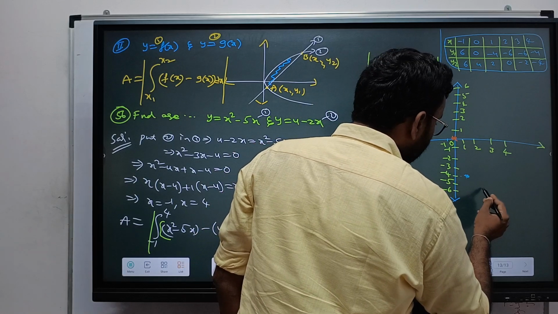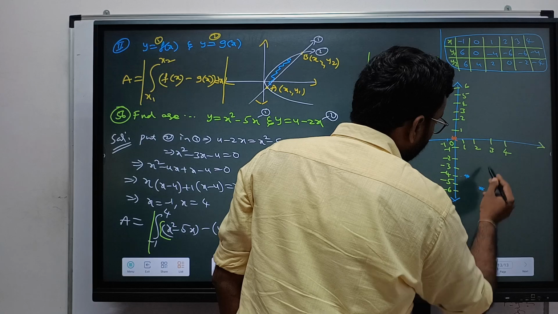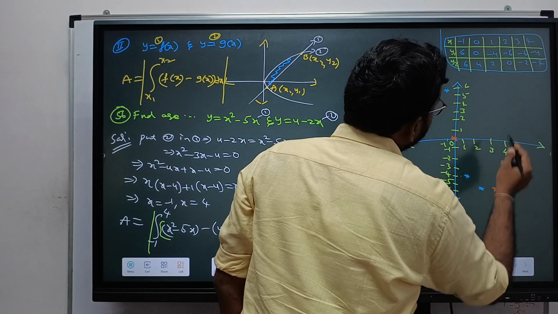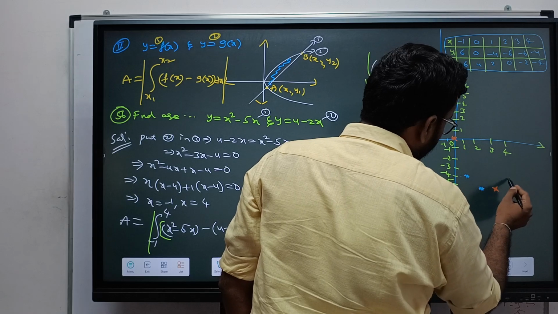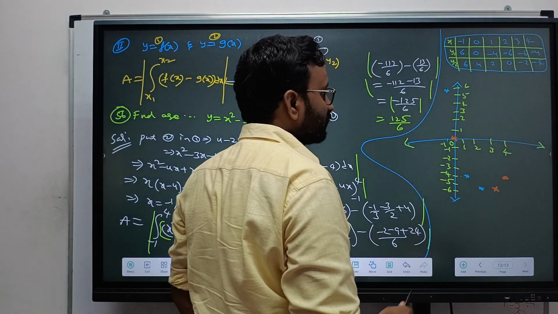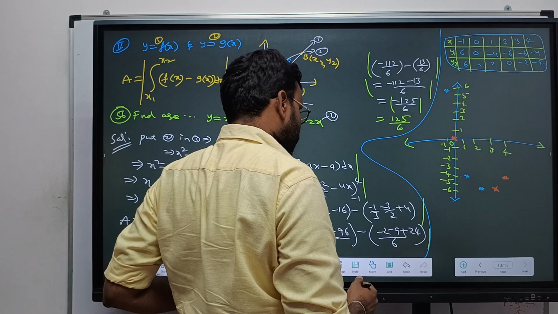2 comma -6 it may be here. 3 comma -6 it will be here. Again 4 comma -4, so 4 comma -4 here. Okay? So this is the first curve. I'm drawing the curve. See.